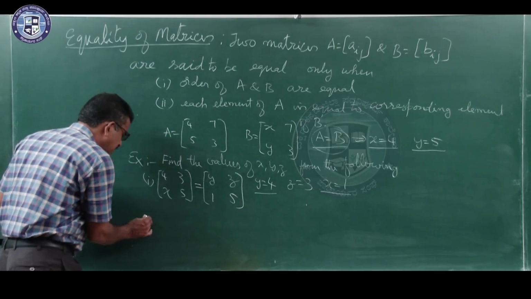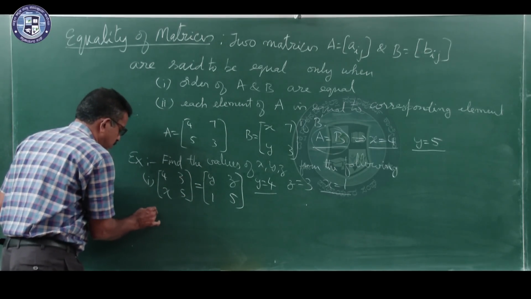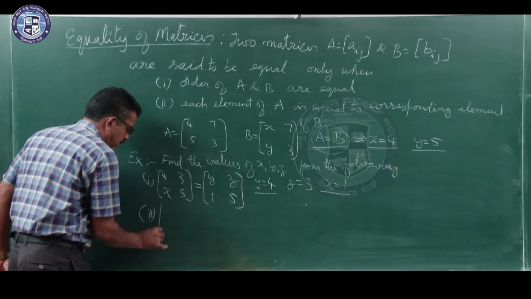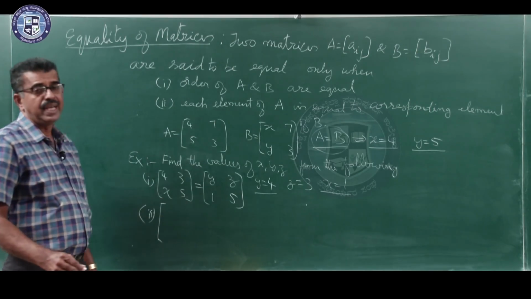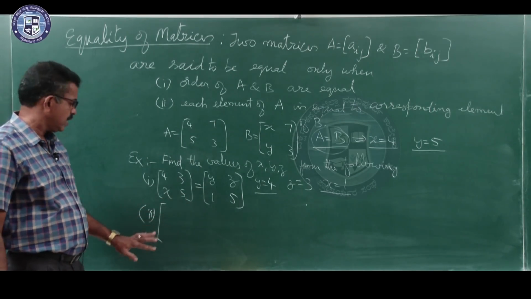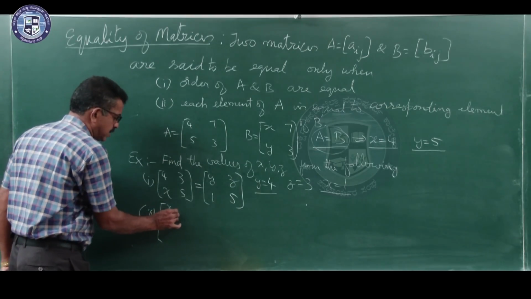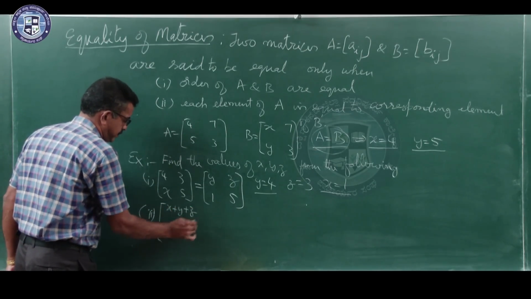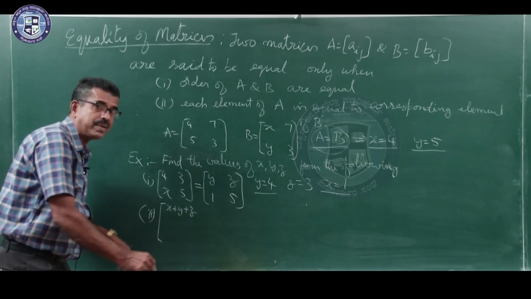So I'll give you a little more difficult problem; the second example is like this. Find the values of x, y, z. In the case of a column matrix, I'll take a 3 cross 1 matrix with first element x plus y plus z. Let me take the second element as x plus z.